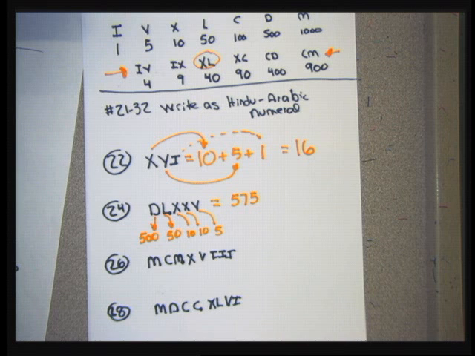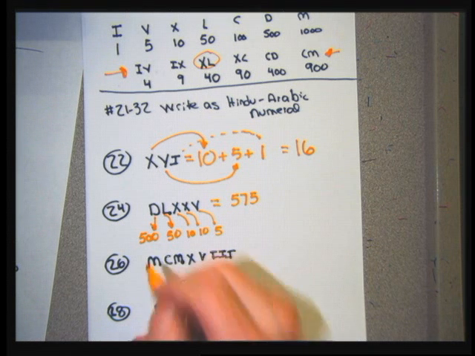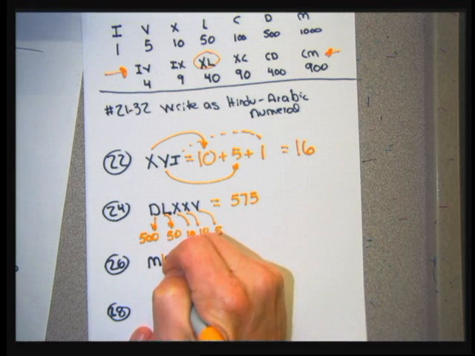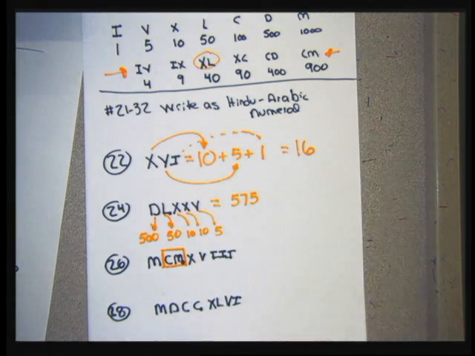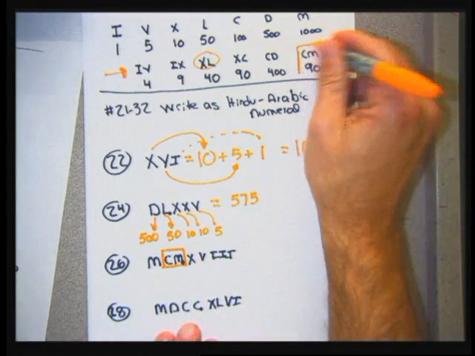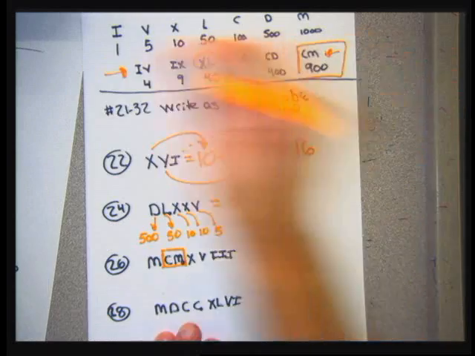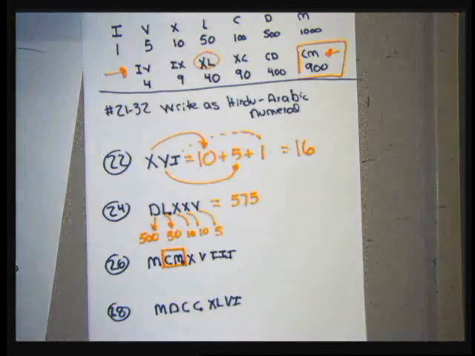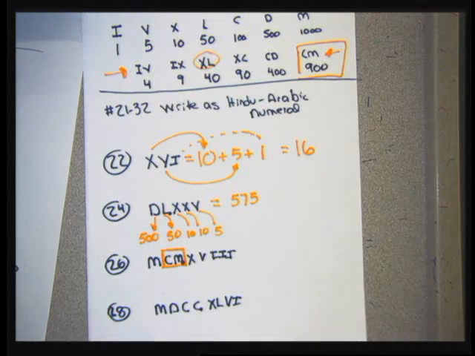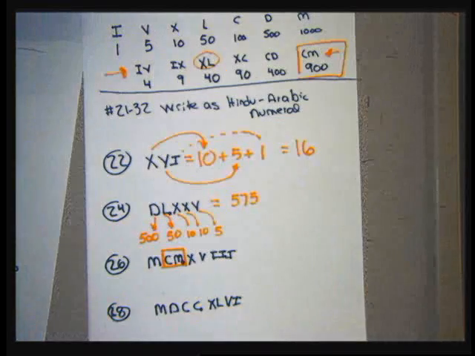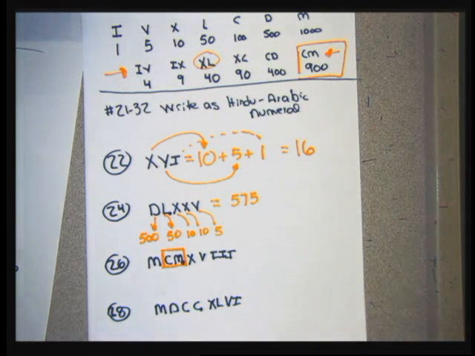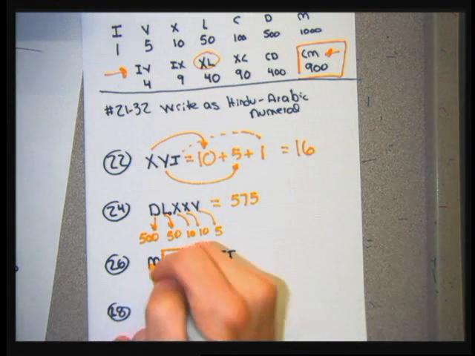26 and 28 have numbers that need to be grouped together. They have backwards numbers. The first thing that I'm going to worry myself with in 26 is the CM. A CM is a special number, and those letters need to be bound together. So when I look at 26, I look for any of these 4s or 9s, and those numbers have to be bound together before I can figure out what it is as a Hindu-Arabic number.